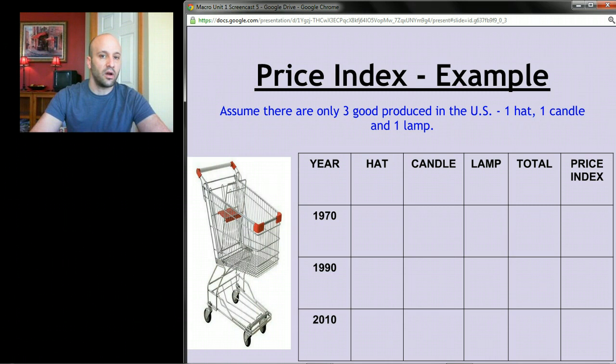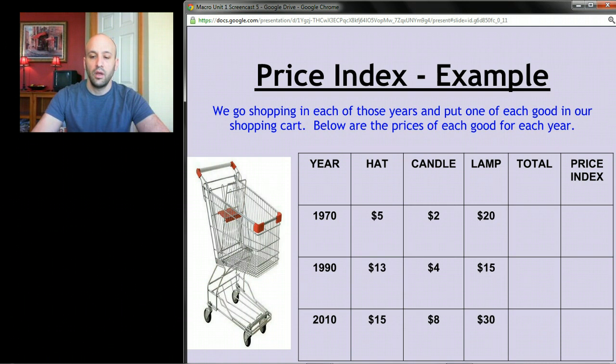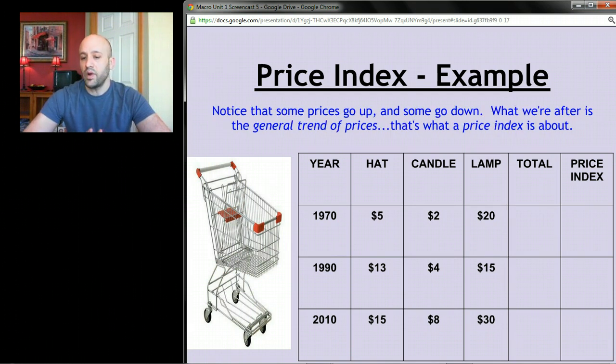So let's say we took a shopping cart, went down to the store, and in 1970, 1990, and the year 2010, we bought 1 hat, 1 candle, and 1 lamp. Let's say the prices of those things look like that. So we go shopping in each of those years, we throw each of those things in our shopping cart, and there are the prices for those goods. Now you'll notice that some prices go up and some prices go down. So the hat, for example, goes up in price. The candle goes up as well, but notice that the lamp drops in price from 1970 to 1990 and then goes back up in price.